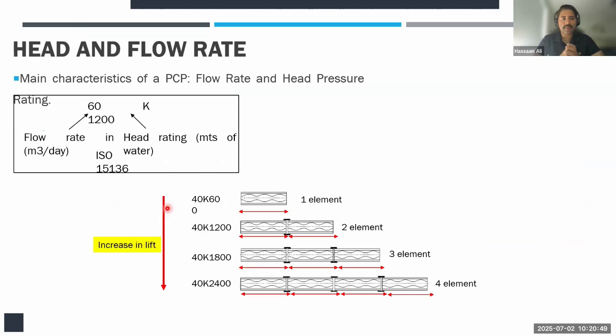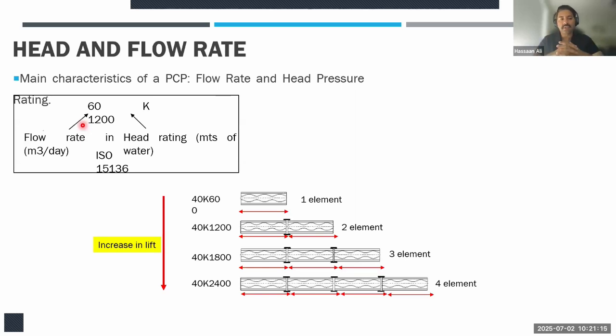So let's talk about the main characteristics of the PCP. There are two main characteristics of the PCP when you will see the PCP nomenclature. The first one is your flow rate. So if the pump name is 60K1200, 60 is your flow rate, that is meter cubed per day, and then your 1200 is your head rating, so 1200 meters of water, right? So that is your head that this pump can provide.